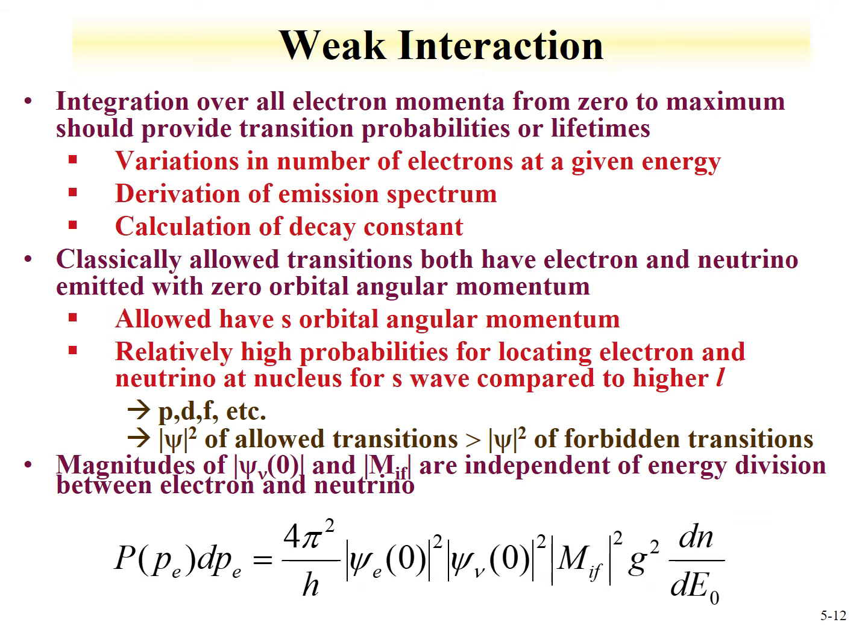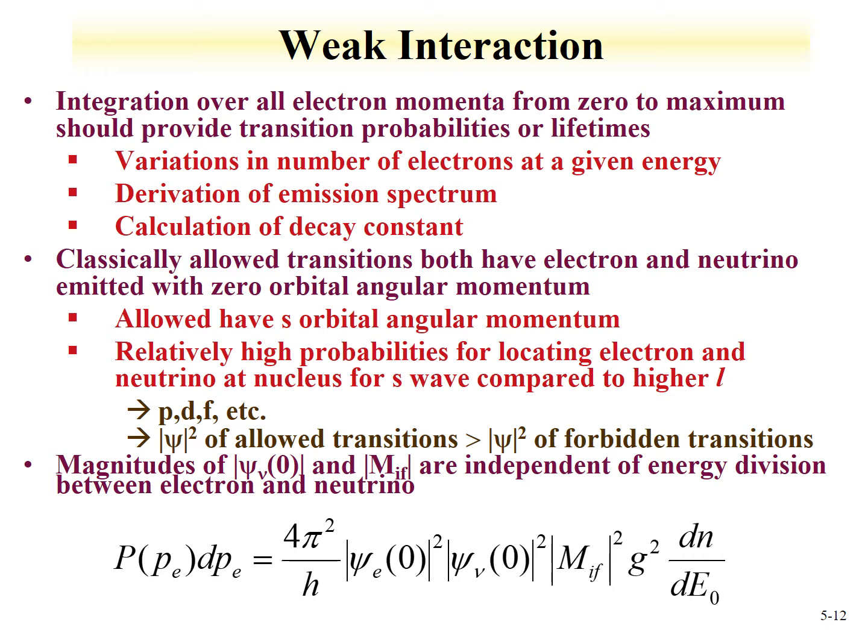Now if I integrate this equation down here over all possible energies or momenta from 0 to the maximum, it should provide a probability or a lifetime. There are variations in the number of electrons at any given energy, and I can use this to derive the emission spectra. We'll see where that's not 100% true. And I can use this for a calculation of the decay constant.